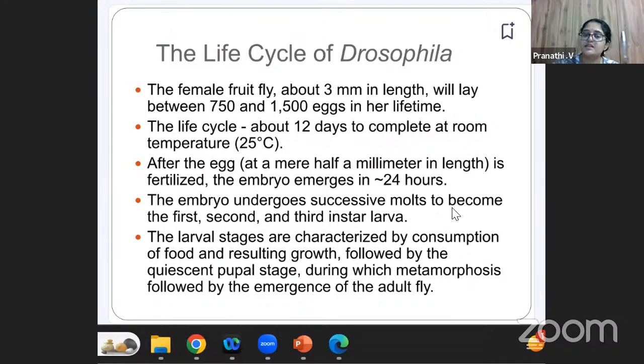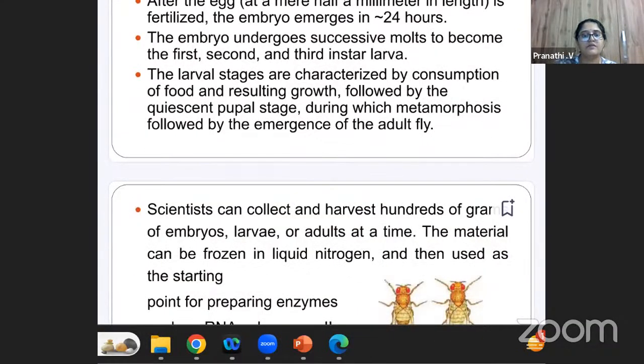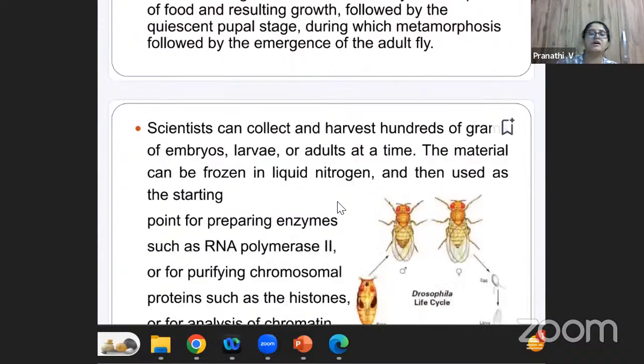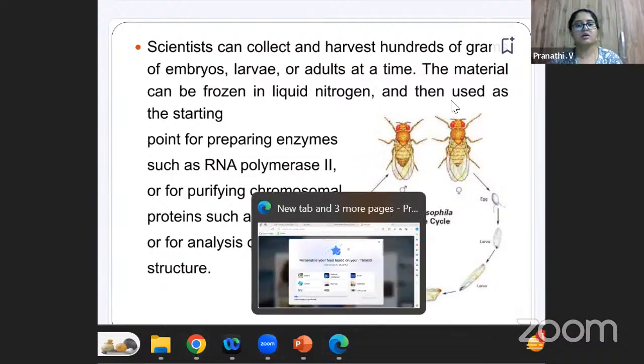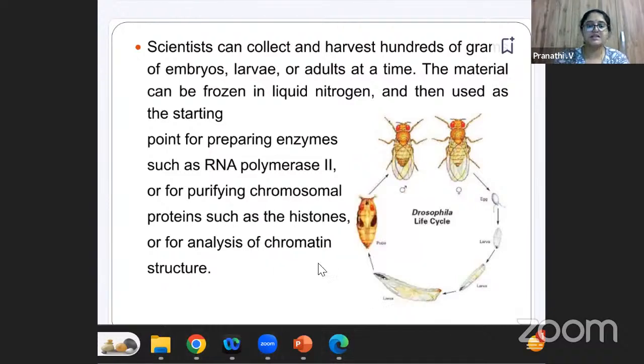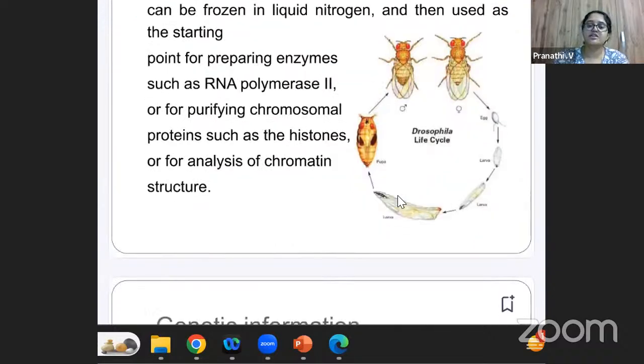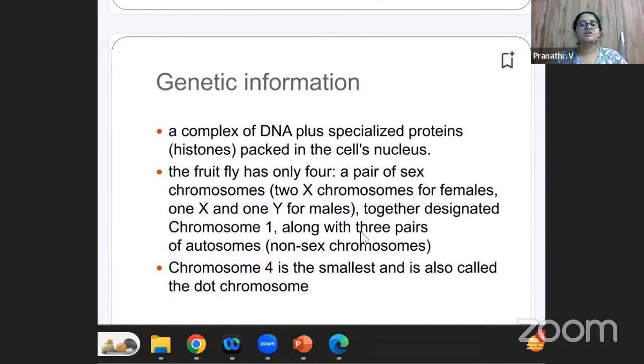During metamorphosis, it emerges as an adult fly after going through different larval and pupal stages. Now, hundreds of these embryos are collected, and the material can be stored in liquid nitrogen, and you can add RNA, or different proteins such as histones, for chromatin structure analysis. Also, when it comes to the genetic structure, it is not at all complex. It has around 8 genes, and proteins, histones, and how they are packed in the cell's nucleus.